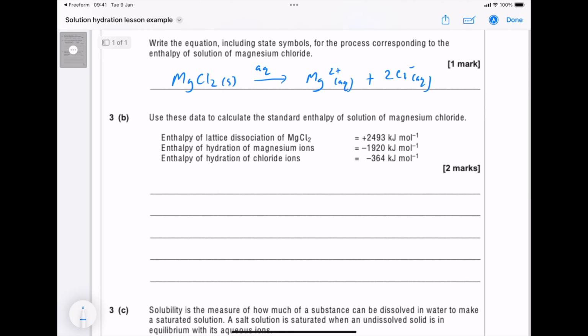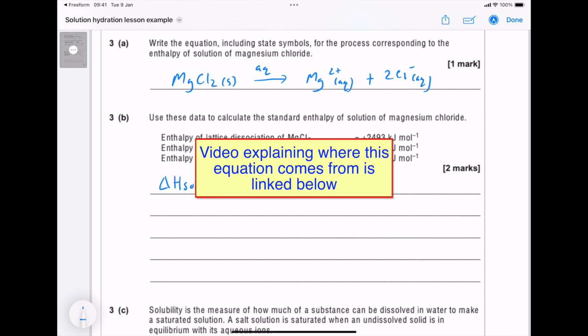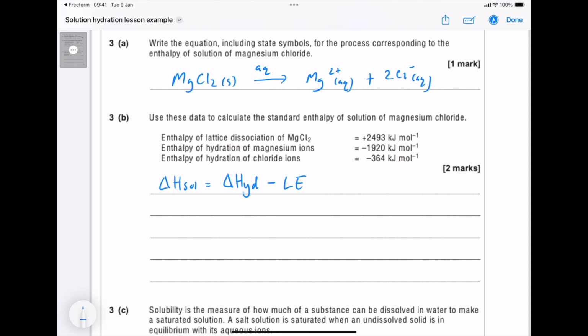Use these data to calculate the standard enthalpy of solution of magnesium chloride. I've covered this in another video where I describe how this equation, delta H sol, the enthalpy of solution, is equal to the hydration enthalpy minus the lattice enthalpy. I go through the derivation of this equation in another video, and the link for that is in the description below. For now, we're just going to use it and plug the numbers in. So it wants the enthalpy of solution. Let's go ahead and do this.